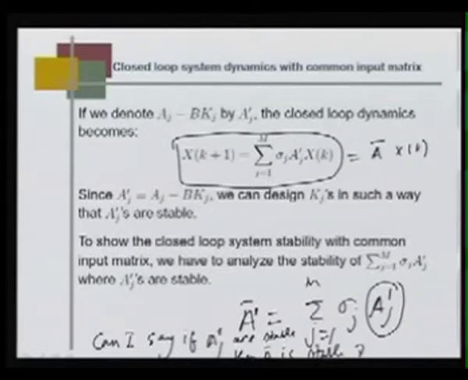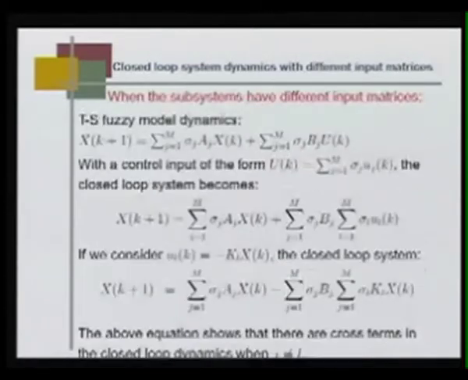So, to show the closed loop system stability with a common input matrix, we have to analyze the stability of this quantity, and the stability of this quantity, where the A_j's are stable.